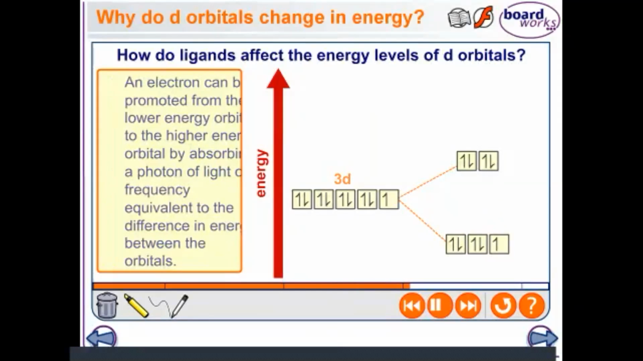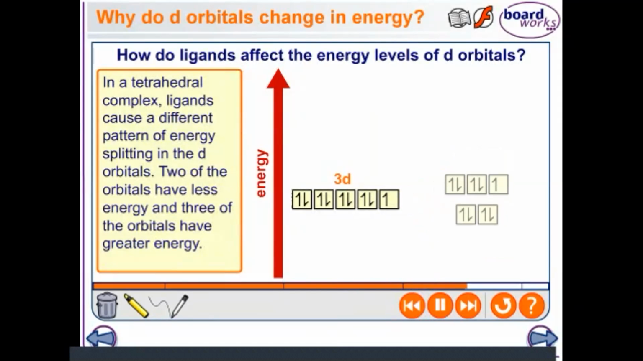Now, that's for the octahedral. For the tetrahedral complex, the ligands cause a different pattern of energy splitting in the d orbitals.